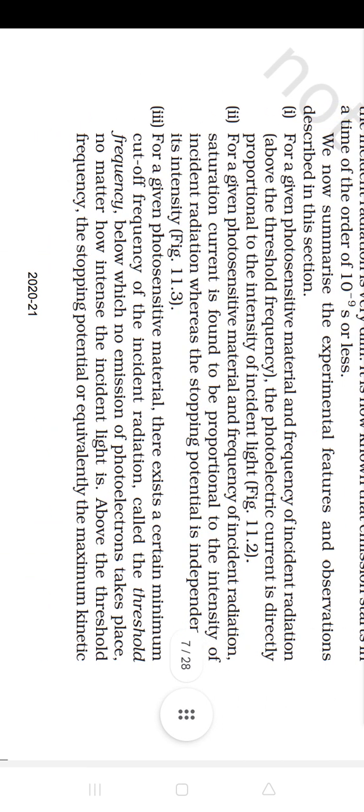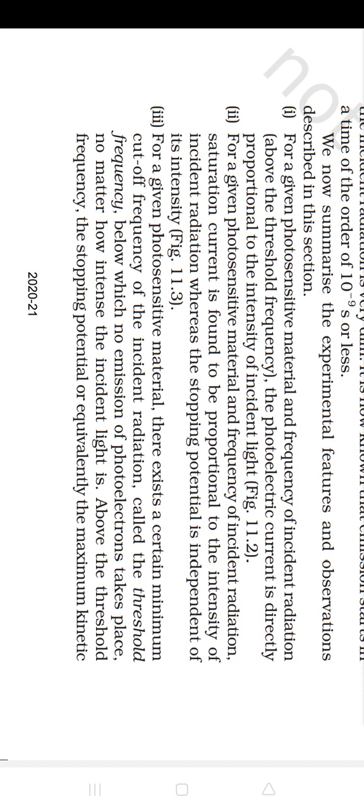1. For a given photosensitive material and frequency of incident radiation above the threshold frequency, the photoelectric current is directly proportional to the intensity of incident light. 2. For a given photosensitive material and frequency of incident radiation, saturation current is found to be proportional to the intensity of incident radiation, whereas the stopping potential is independent of its intensity.